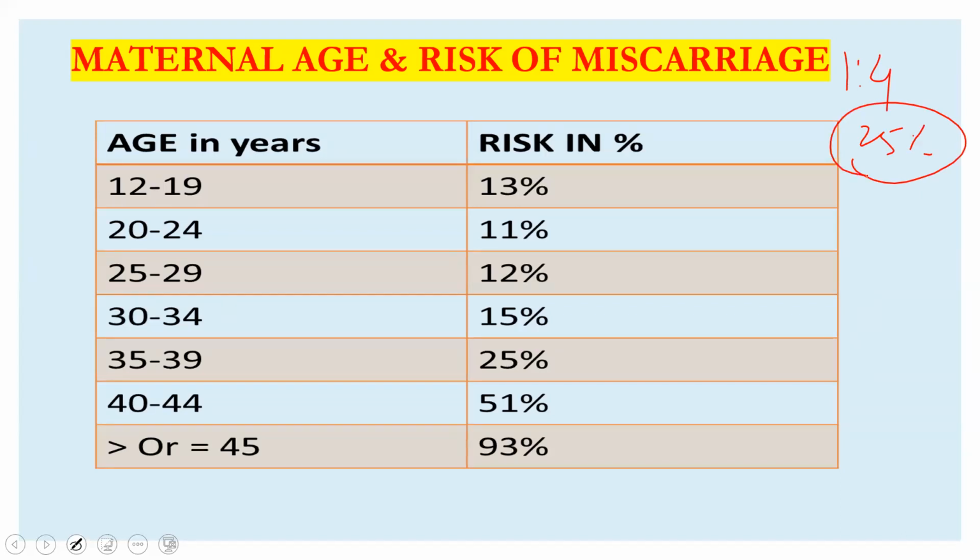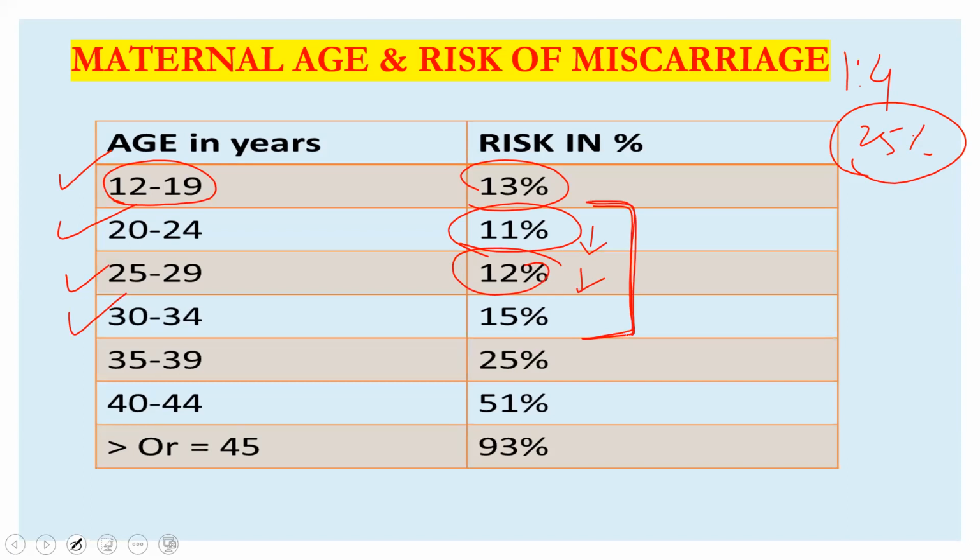But with maternal age, every age group has its own rate of miscarriage. If we take 12 to 19, the teenagers, 13%; 20 to 24, 11%. See, decreasing. 25 to 29, again this is the best reproductive outcome age. 30 to 34, again 15%. That's why we say this is the best reproductive outcome age, right?